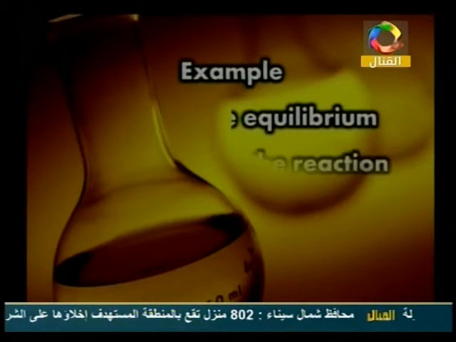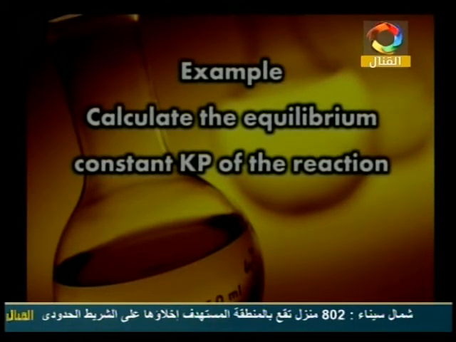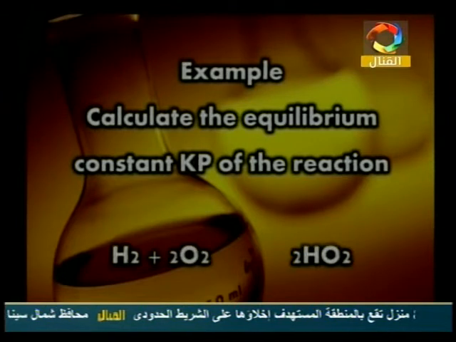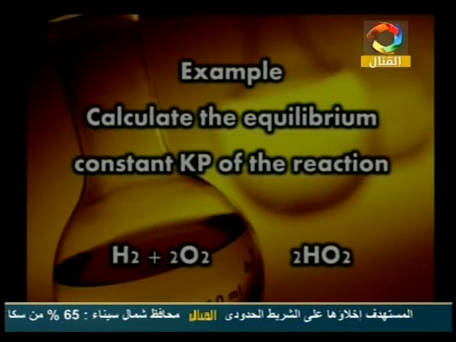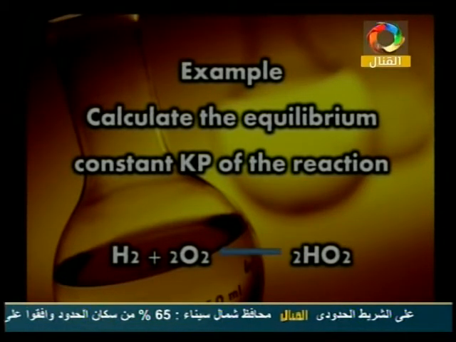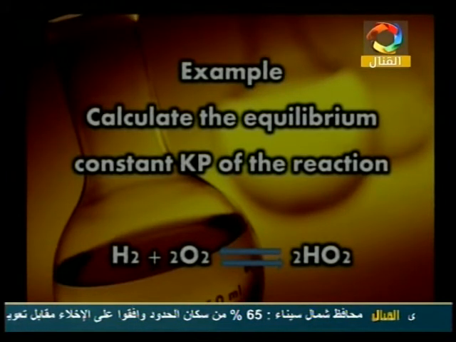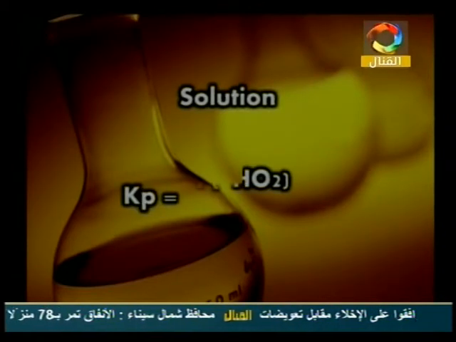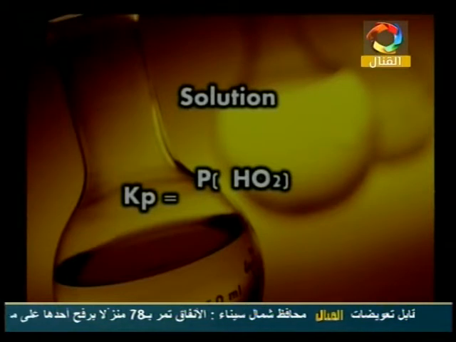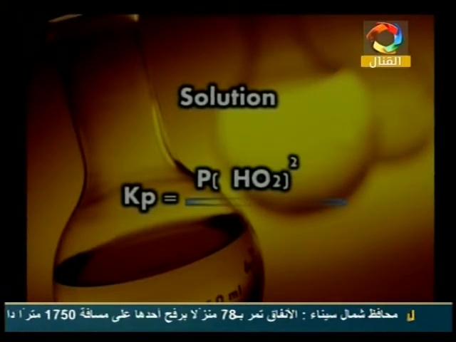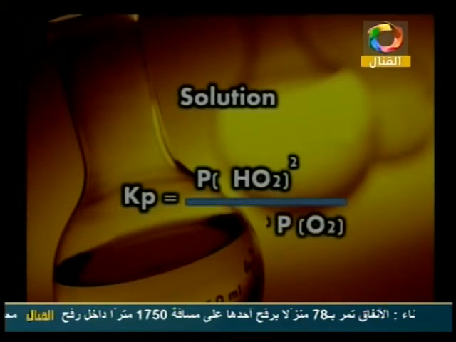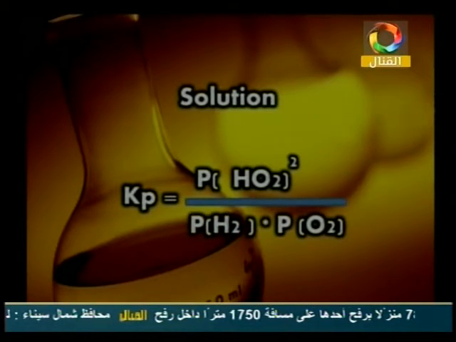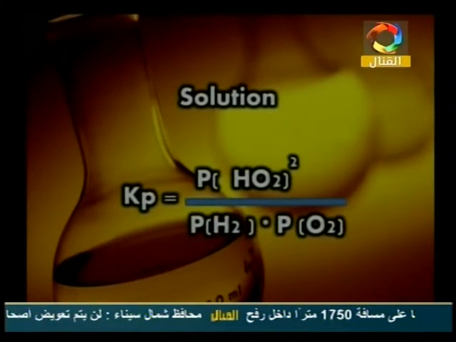What happens in this case? Take this example to explain for you. Calculate the equilibrium constant Kp of this reaction. H2 plus O2, the result in different direction, 2H2O. Now, solution. Kp, the equilibrium constant, equals the pressure of H2O with power 2, divided by what? Divided by these reactants, PH2 by PO2.